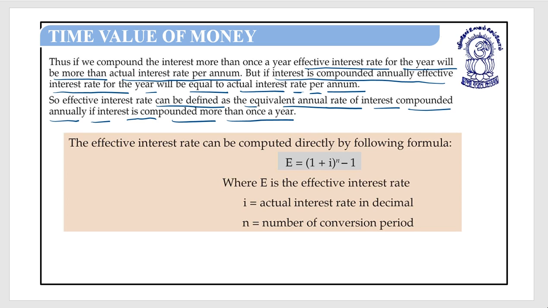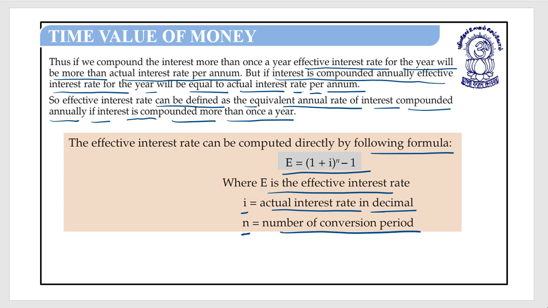When interest is compounded more than once a year, the effective interest rate can be computed directly by the following formula. Capital E is equal to 1 plus i raised to n minus 1. E is the effective interest rate, i is the actual interest rate in decimal, and n is the number of conversion periods.